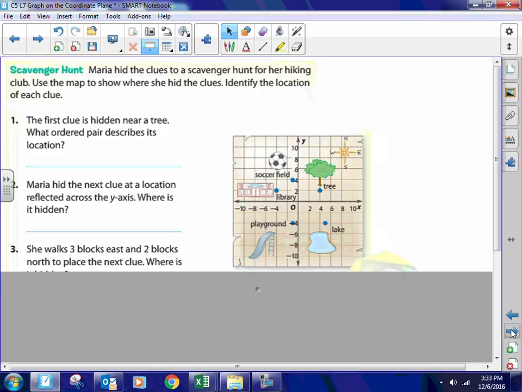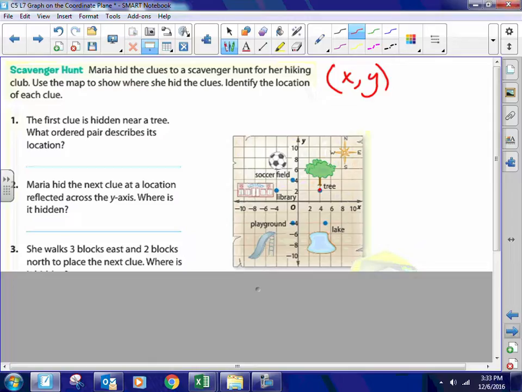Now remember, points come up x, comma, y. I guess maybe I did not mention that clearly enough, but I know that we went over this before, so you should know that they appear in alphabetical order. Just remember they appear in alphabetical order. So the first clue is hidden near a tree. What ordered pair describes its location? First of all, let's find the dot that represents this clue.